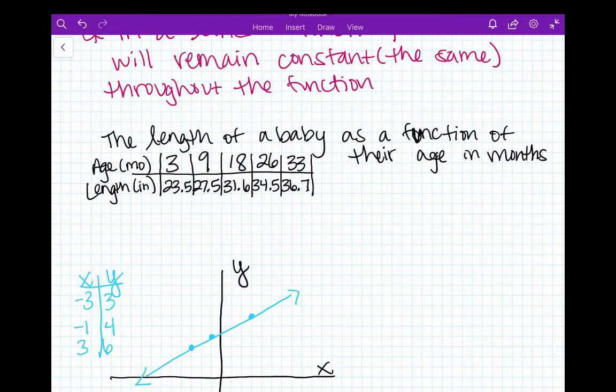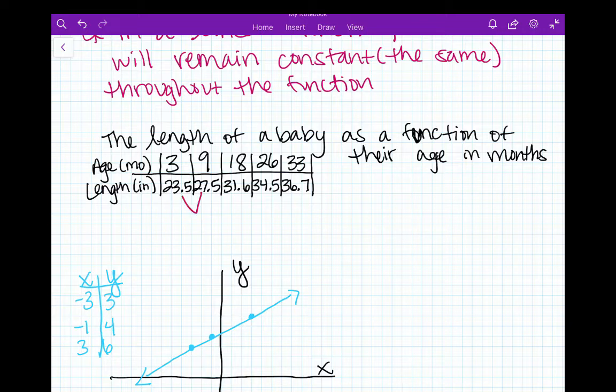Here we have an example of a table with some data in it, and we're going to look at the rate of change or the slope. It says the length of a baby as a function of their age in months. So length is the dependent variable, like our y, and age is our independent variable. The length depends on the age. So what we're going to do is look at the rate of change from each age that they give us and see if there's a pattern.